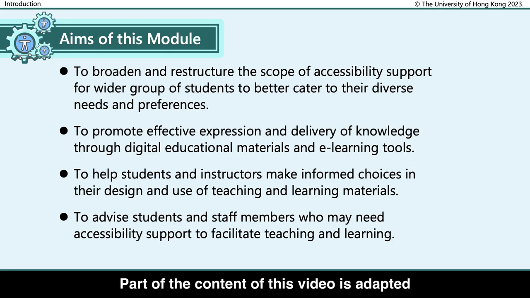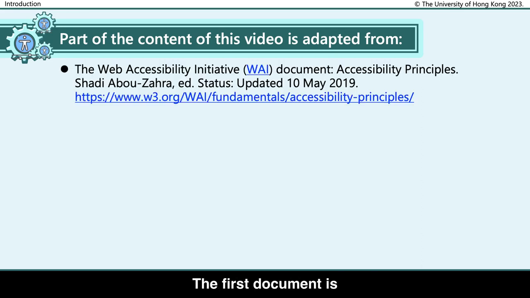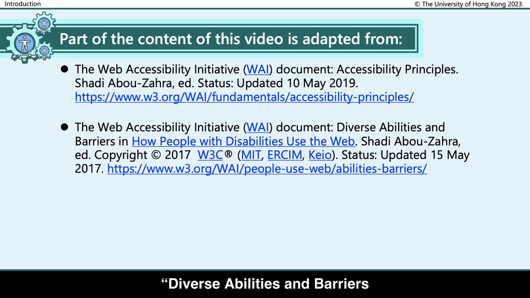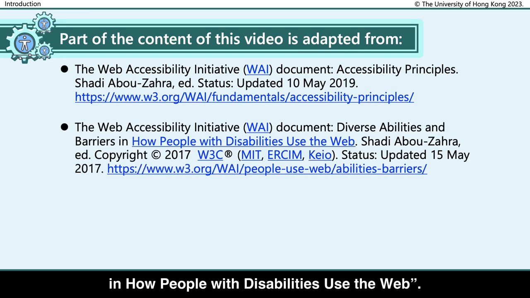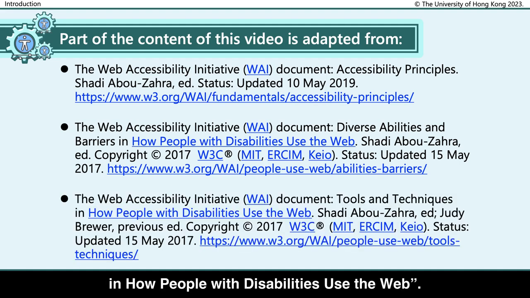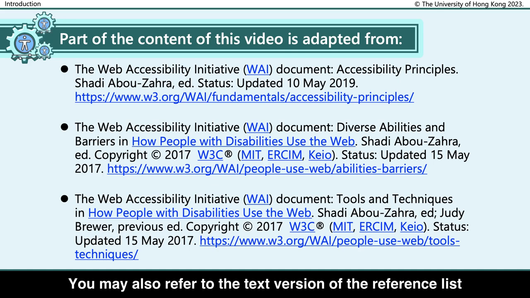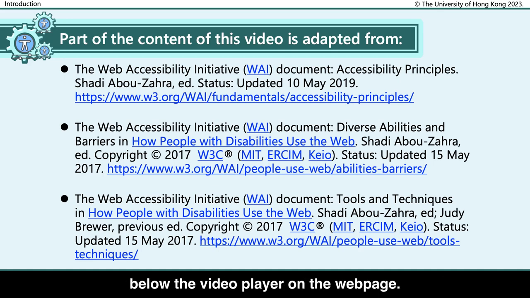Part of the content of this video is adapted from the following three documents from the World Wide Web Consortium, W3C, Web Accessibility Initiative, WAI. The first document is Accessibility Principles. The second document is Diverse Abilities and Barriers in How People with Disabilities Use the Web. The third document is Tools and Techniques in How People with Disabilities Use the Web. You may find the full references on screen now. You may also refer to the text version of the reference list below the video player on the webpage.